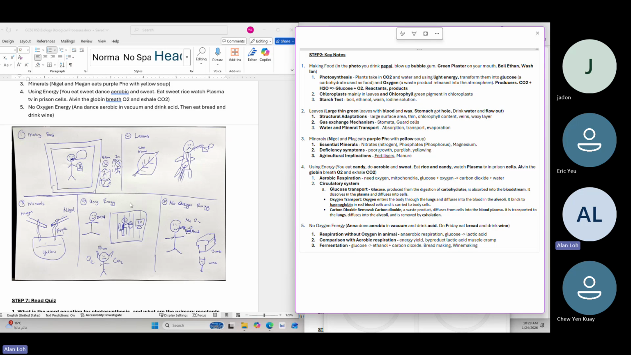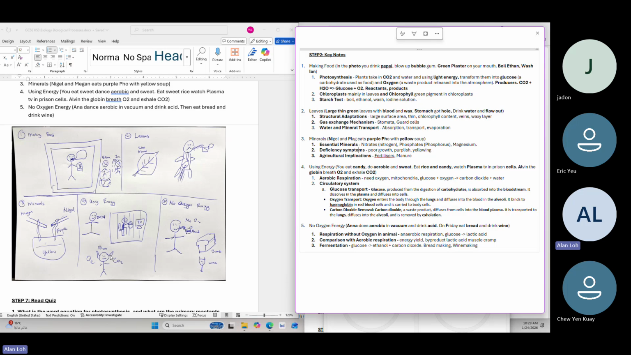Right. So this is the drawing. There are three stories inside this drawer. You eat candy and do aerobic. This is how I do aerobic, right? And sweat. I don't know how to draw sweat, but you can help put it inside your drawing if you are able to. Then the second story is you eat rice and candy and watch TV, plasma TV, okay? And in a prison cell. You see, there's a prison cell. So you are a prisoner.